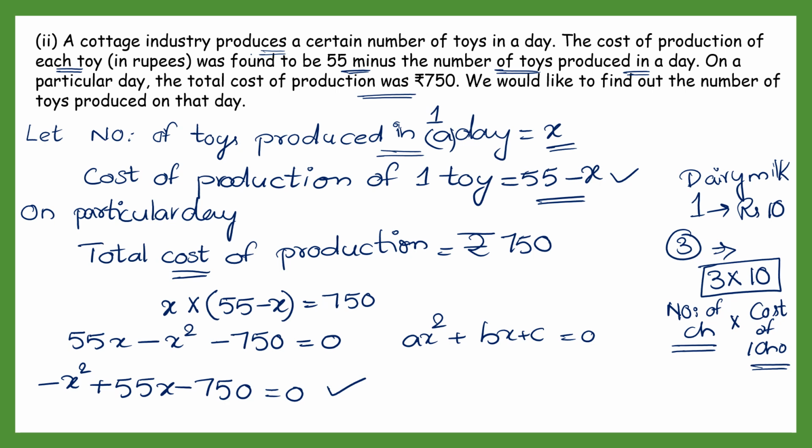If you solve this equation, what do we get? Roots of x. They are asking to find what? The number of toys on that day. So the value of x. If you find the value of x, you will know the number of toys produced on that day. By solving this equation, if you factorize and then find the value of x, we will get the number of toys produced in the day. So let's factorize it.